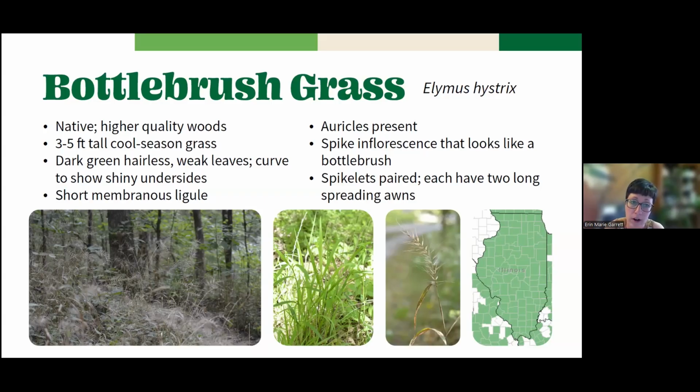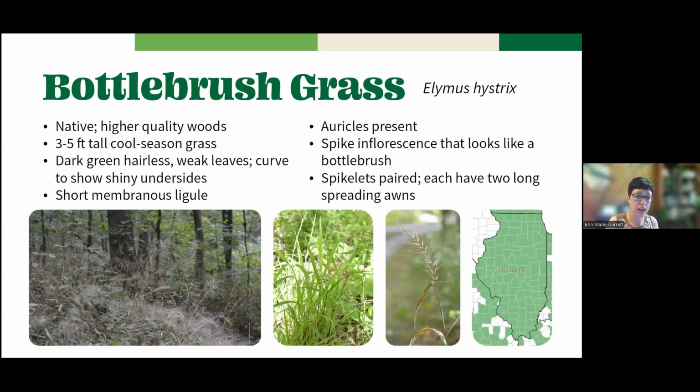For the most part, our ryes in general are going to have darker green, kind of hairless, weak leaves. And hopefully as I click through these pictures, you'll see what I mean by a weak leaf. Some are held very strongly out from a stem, but that's not the case in the ryes. And a lot of them, especially in bottlebrush grass, are going to curve to show kind of the shiny underside of the leaf. And again, we'll look at a picture of that in a second.